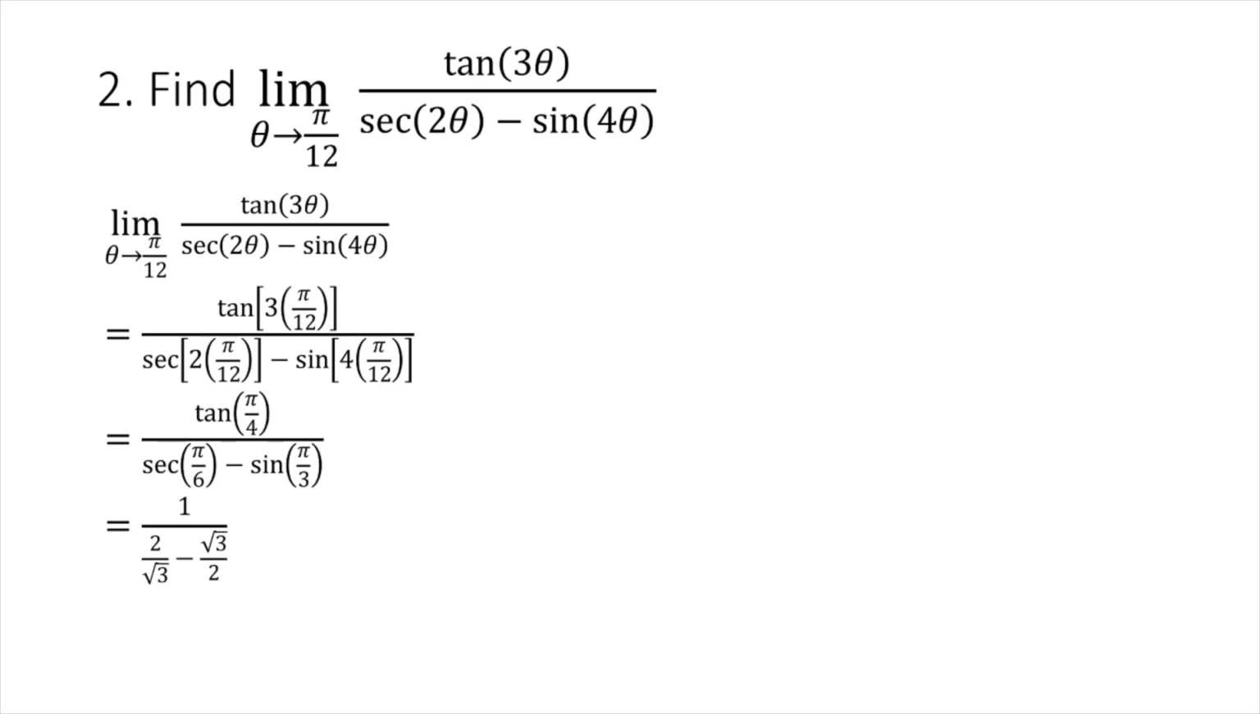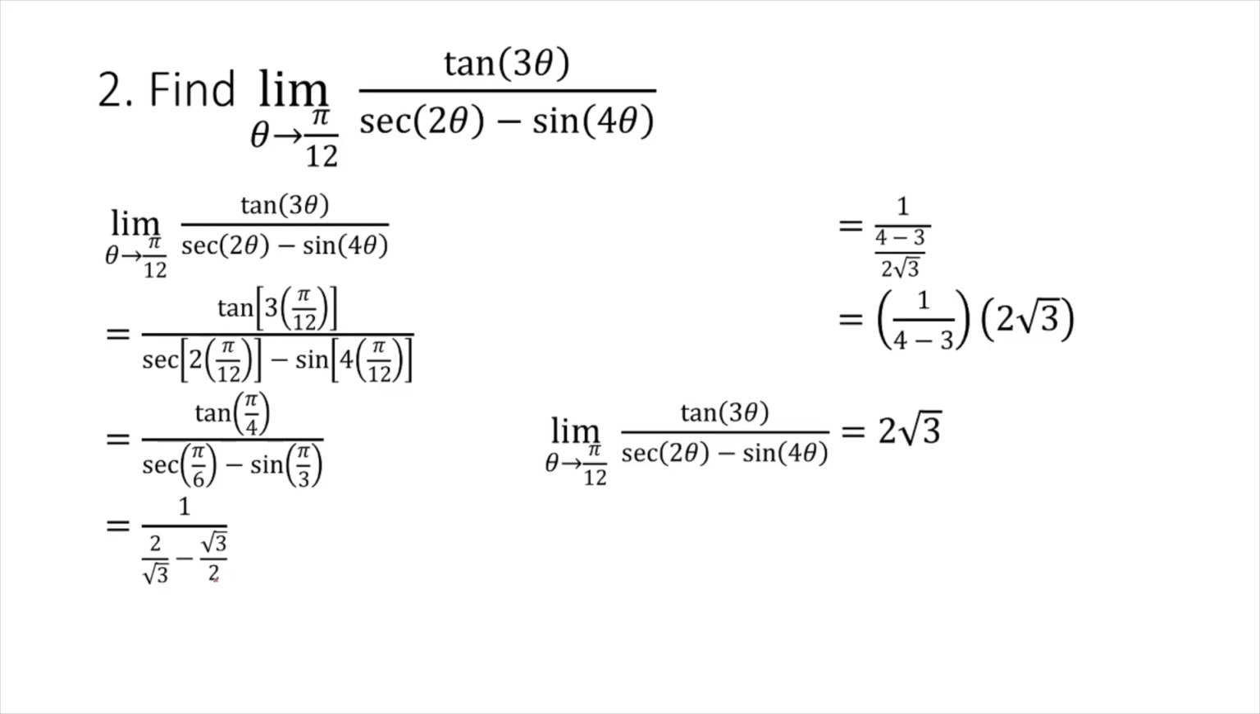Tangent of pi over 4 is 1, secant of pi over 6 is 2 over square root of 3, minus sine of pi over 3, which is square root of 3 over 2. Then we simplify. We have two fractions in the denominator. We can express the two fractions as a single fraction using the LCD, then simplify further. Therefore, the limit is equal to 2 square root of 3.